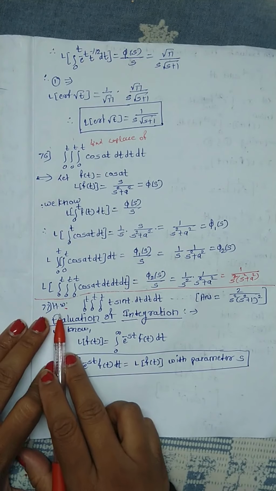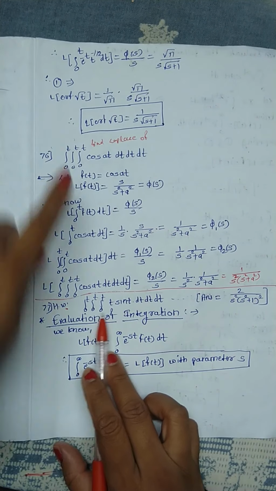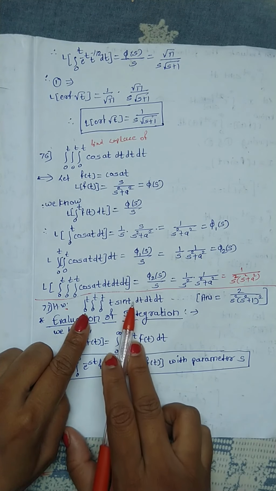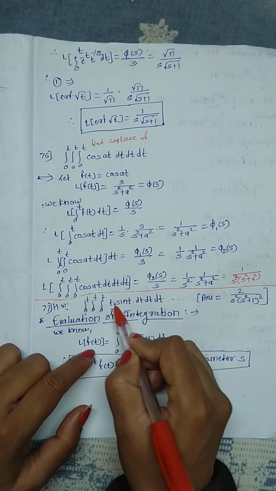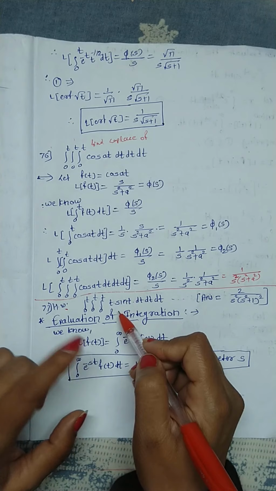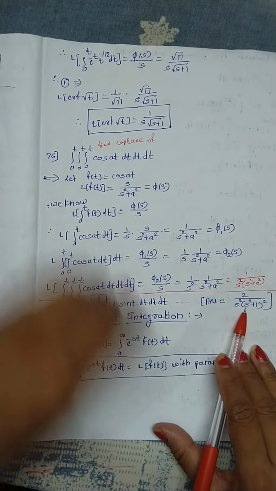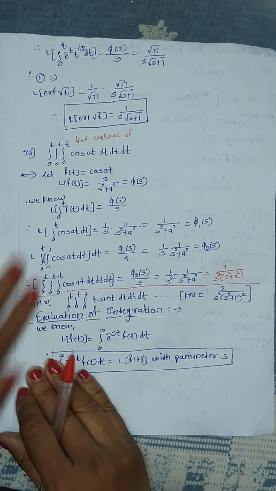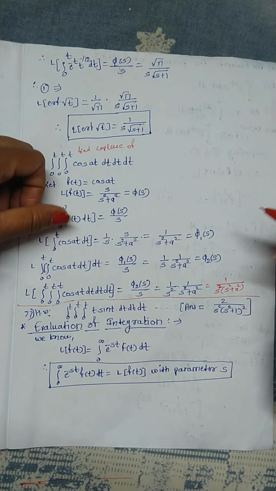This is one homework for you. Same example, triple integration. We have to find out the Laplace transform of triple integration t sin t dt dt dt. That means we have to first find out t sin t's Laplace. How can you find the Laplace of t sin t? By the multiply by t property, which we have already studied. Okay, this is the homework. The answer for this is given. You just see there.